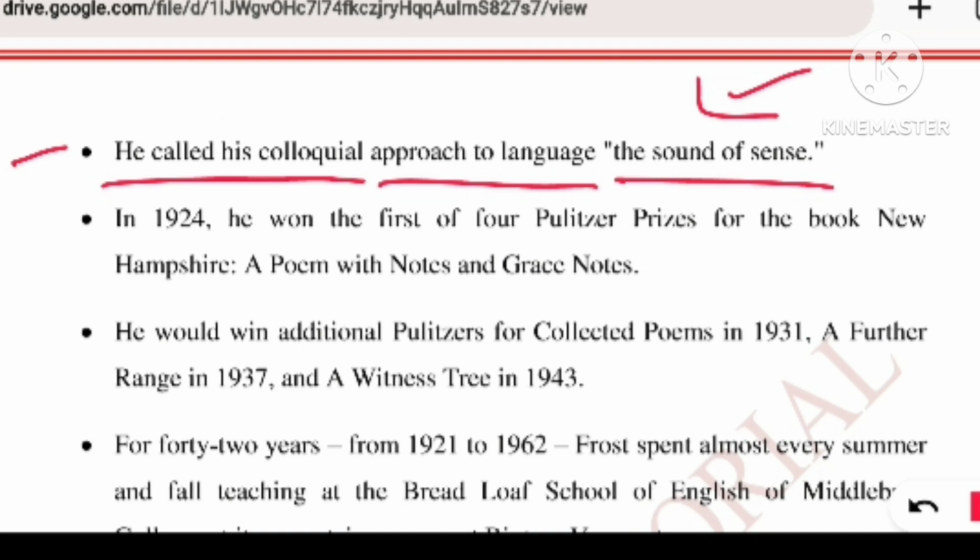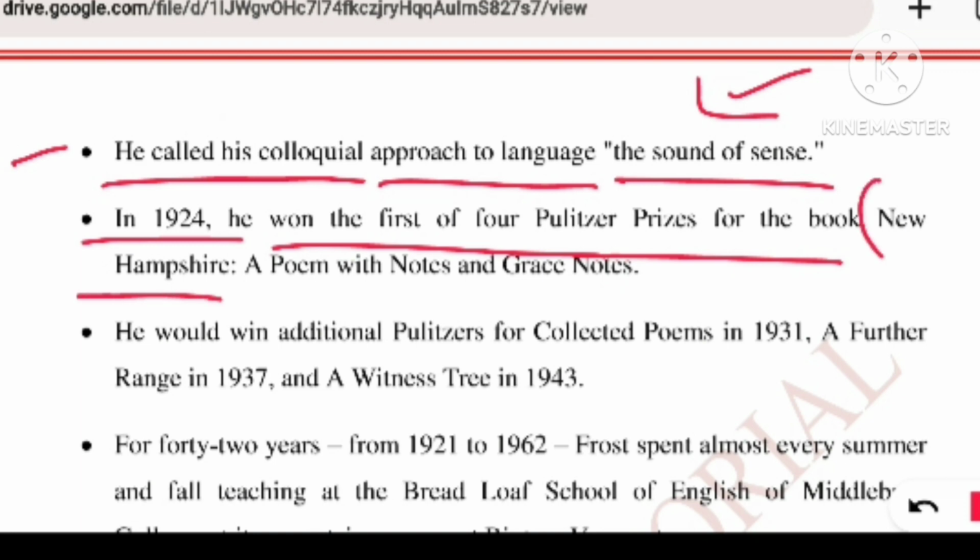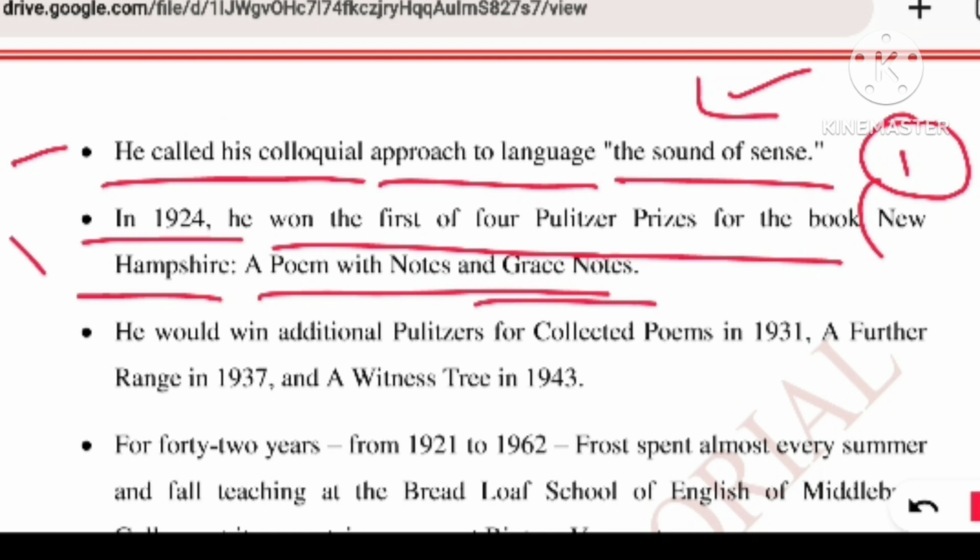Next important point. In 1924, he won the first of 4 Pulitzer Prizes for the book New Hampshire. Please remember, this was the first Pulitzer Prize winning book, poetic collection, New Hampshire, a poem with notes and grace notes. Okay, so this becomes important.